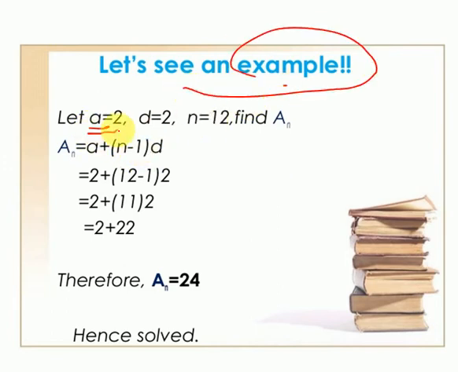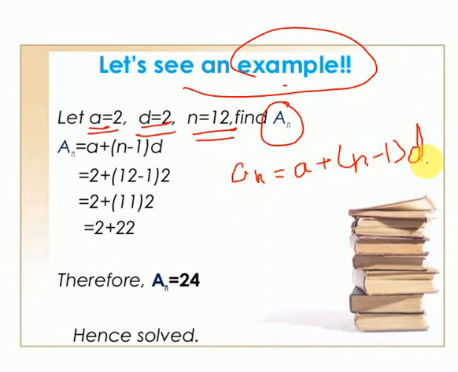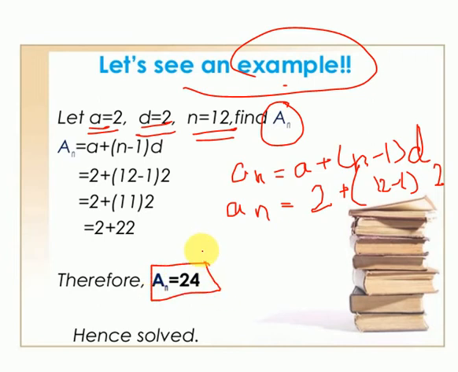Let a is equal to 2 we are given, D is equal to 2 and n is equal to 12. Then we have to find the an. We know the formula, an is equal to a plus n minus 1 D, right? We have to find an only. A is given 2, n is given 12 and D is given 2. Okay, after solving you will get an is equal to 24. This was easy, we have just used the formula.